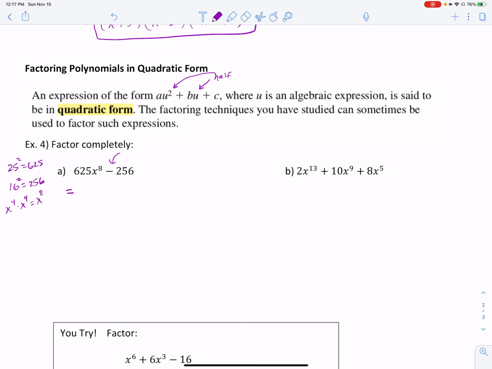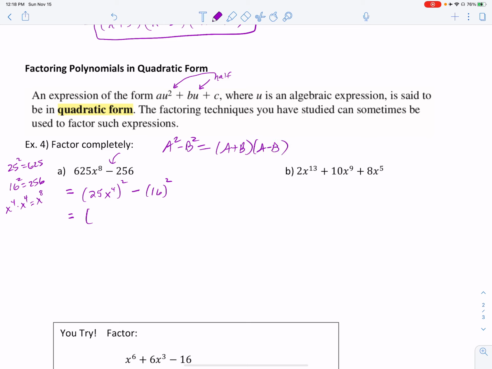And we have a difference. And x to the fourth times x to the fourth, when you're multiplying with like bases, you add the exponents, is x to the eighth. So this is actually a perfect square times a perfect square. This is 25x to the fourth squared minus 16 squared. So you might want to write out your squares up through 25 and just have a list of those ready so you can recognize those values.